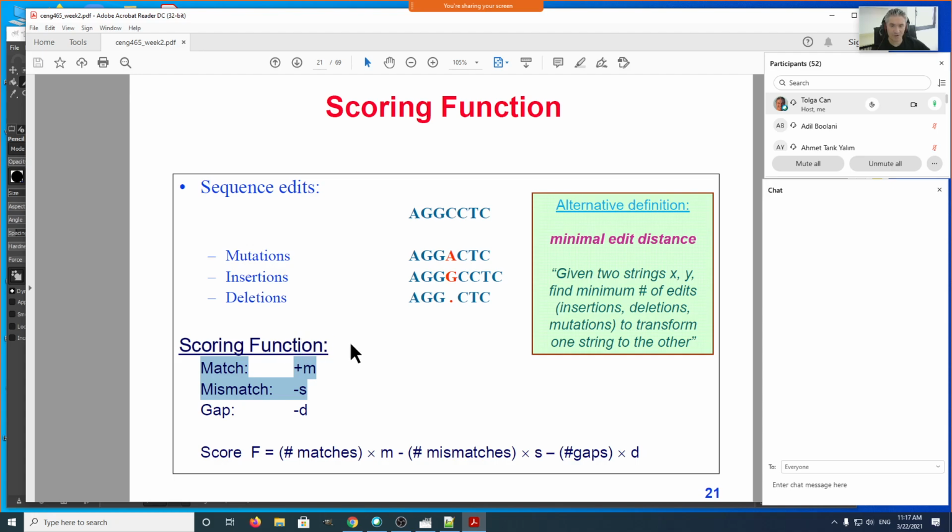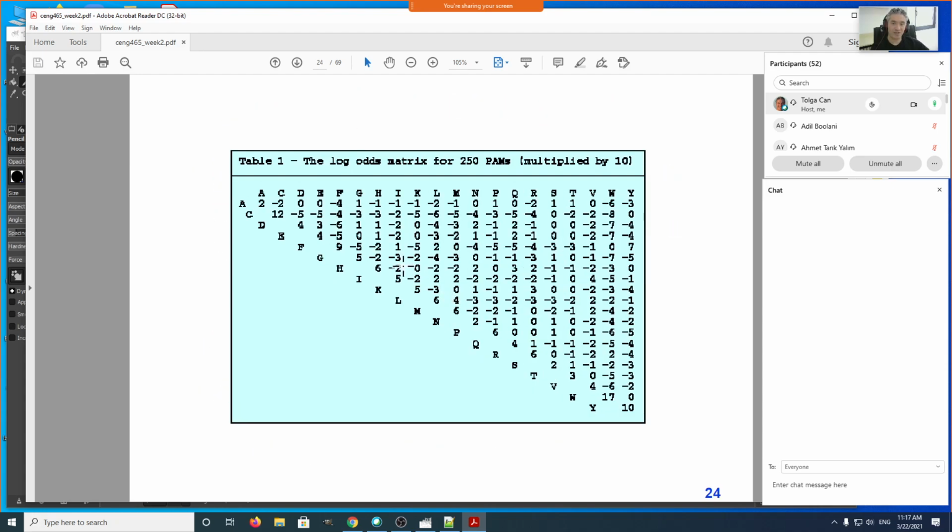If you want to give different matches and mismatches to different types of nucleotides, you would have a 4x4 table showing what happens when you match A with an A, with a C, with a G, or with a T, or vice versa, C with an A. And it's a symmetric matrix. Therefore, usually just the upper triangle is shown here.